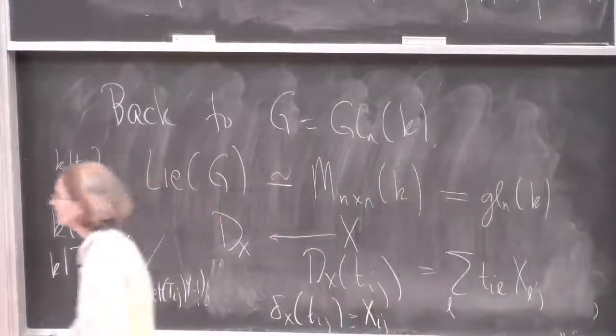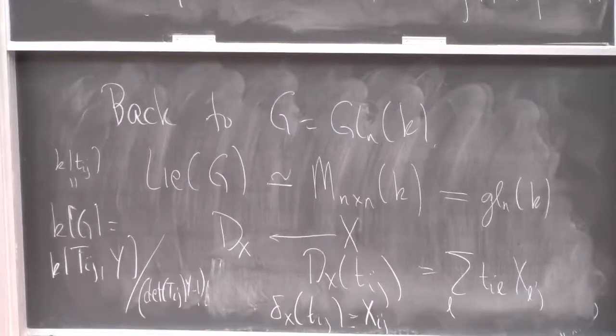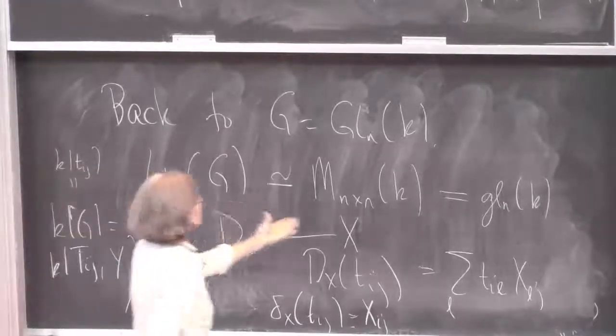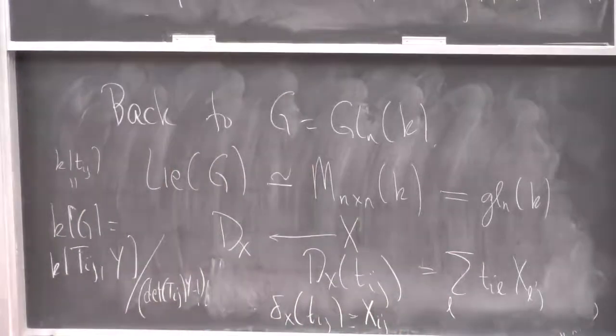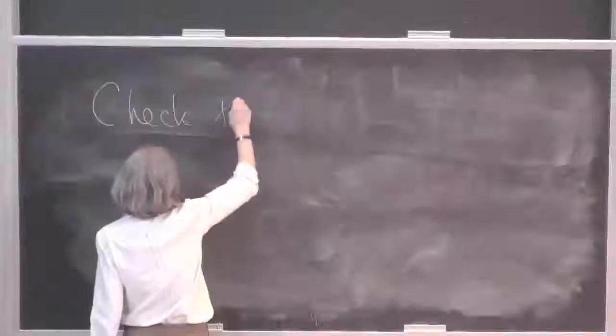Then you can ask, what is this adjoint representation? Now I have identified the Lie algebra as just the Lie algebra of n by n matrices, and sure enough, notice that it has the same dimension as the dimension of the group. And then I'm supposed to have a way of letting G act on that. So you check this.